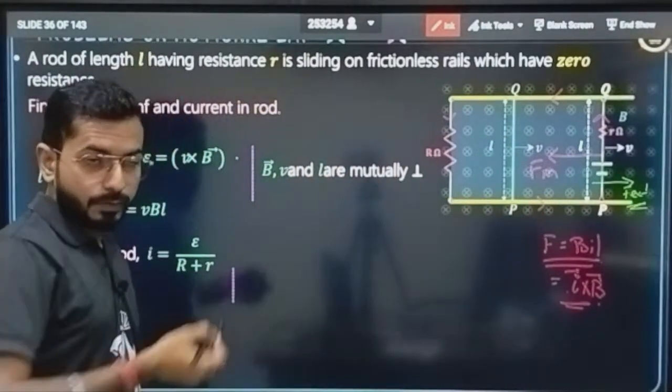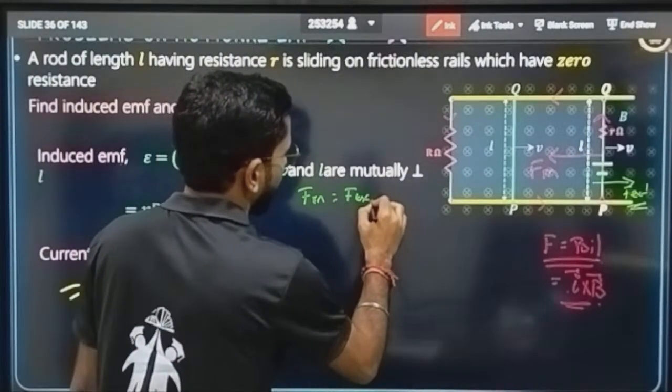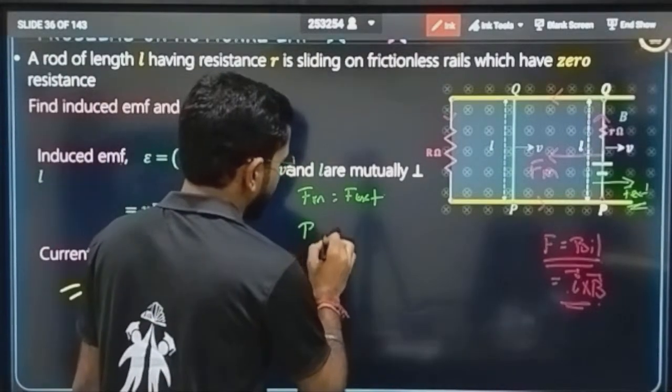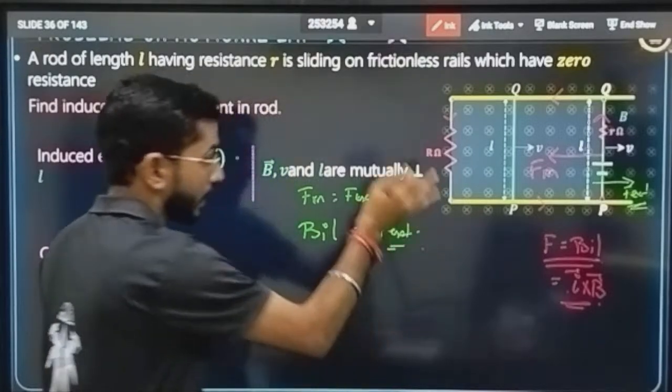And if I want the net force to be equal to 0, what do I have to say? That the magnetic force should be equal to the external force, correct? And how much magnetic force am I going to write? I am going to write it as B into I into L. That should be the magnitude of the external force.